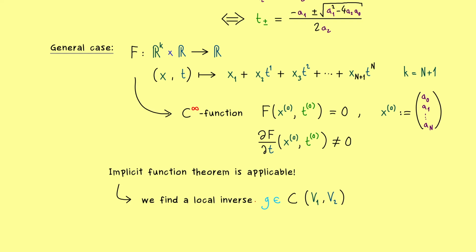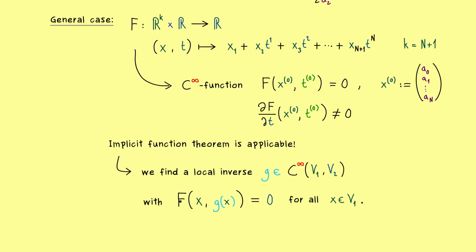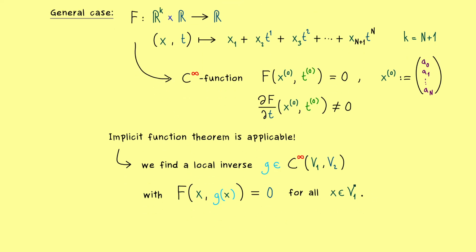And by the generalization from the beginning, we know that we also have a C infinity function here because capital F is a C infinity function. And by the construction of our implicit function theorem, we know this function gets k inputs and 1 output. And this 1 output we can put into capital F again, and then we have this equality for all points in V1. So we see that g of x is the simple zero as a function of the coefficients. And in addition, we also get that this works in a C infinity way.